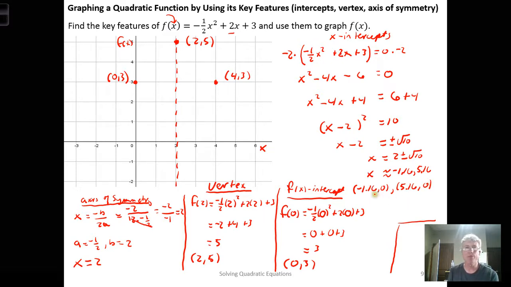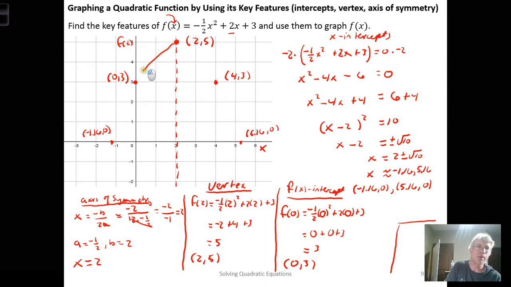And then I'm going to graph those 2 points. So -1.16 is going to be about here. That's -1.16 comma 0. And then 5.16 will be about right here. 5.16 comma 0. And now we've got enough points to draw the graph using all the key features.